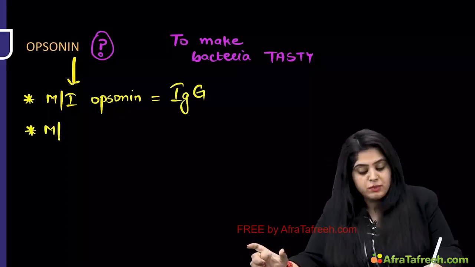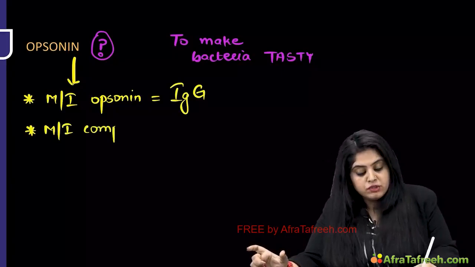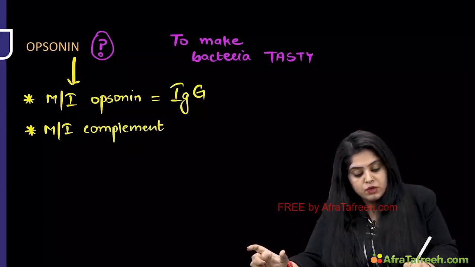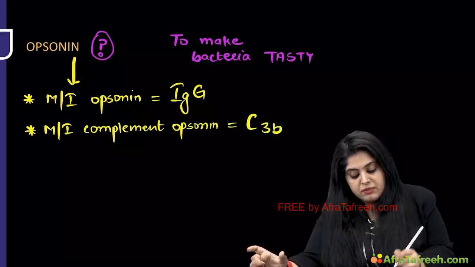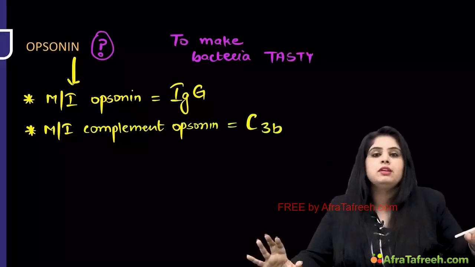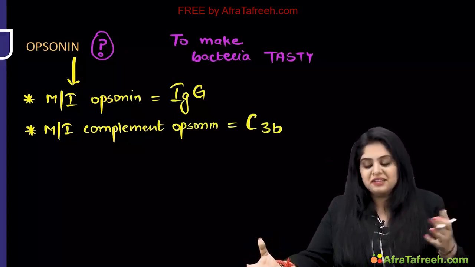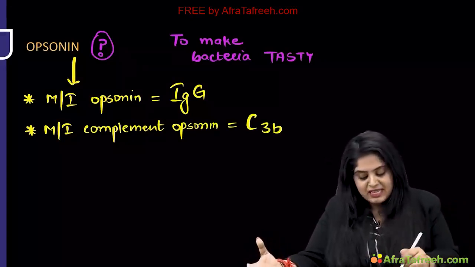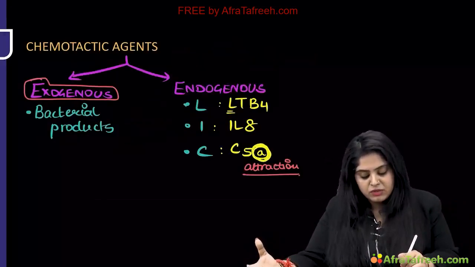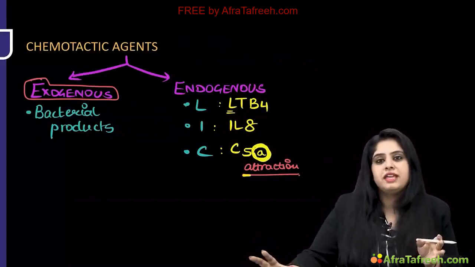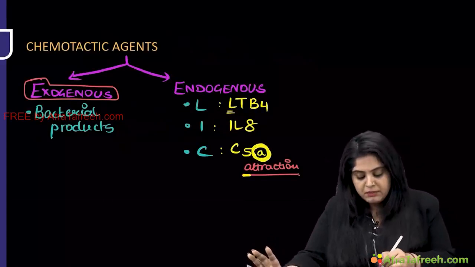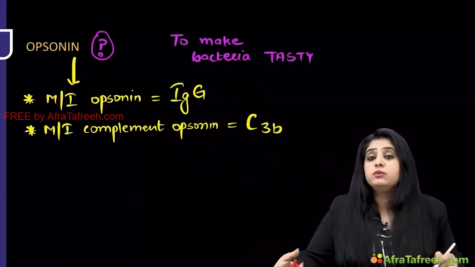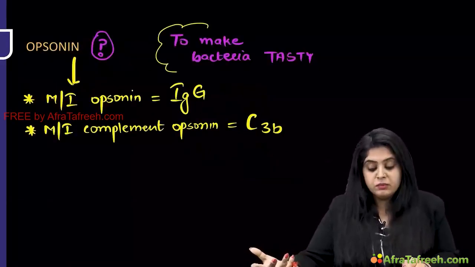But if they twist the question and ask you which is the most important complement opsonin, the most important complement opsonin is C3b. So remember, all the BB molecules are "badhiya khana", good food. That is how I have learned it. All the AA molecules were for attraction. So C5a, 4a, 3a, all these are for attraction. But all the B molecules are going to make the food tasty. So they are going to be "badhiya khana".